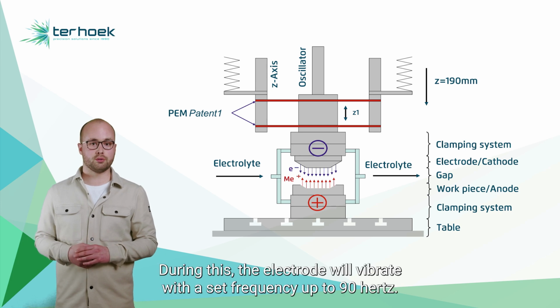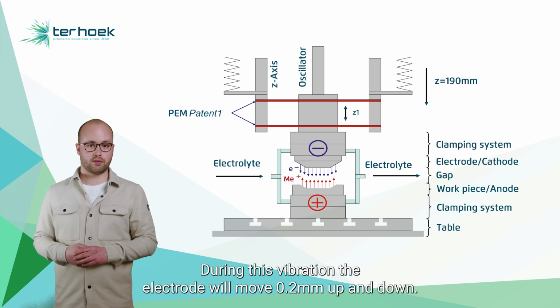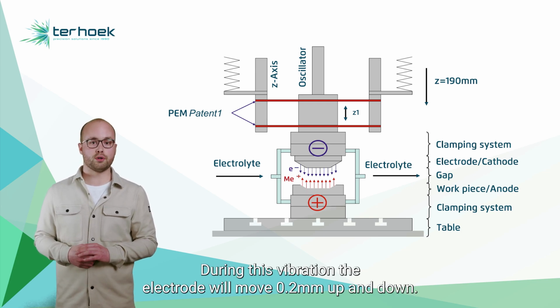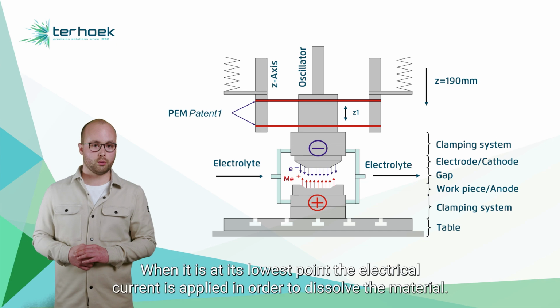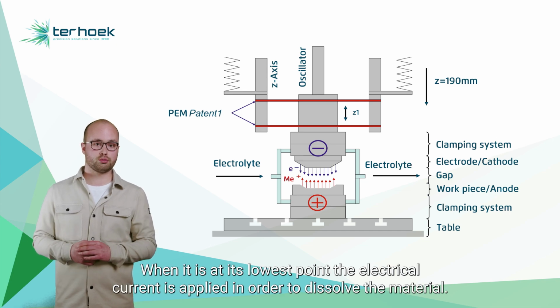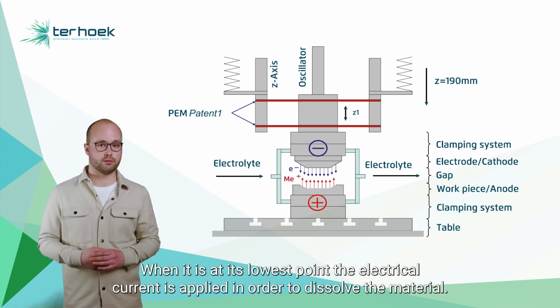During this, the electrode will vibrate with a set frequency up to 90 Hz. During this vibration, the electrode will move 0.2 mm up and down. When it's at its lowest point, the electrical current is applied in order to dissolve the material.